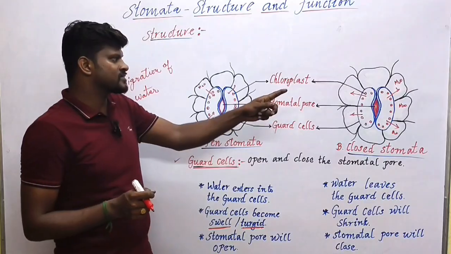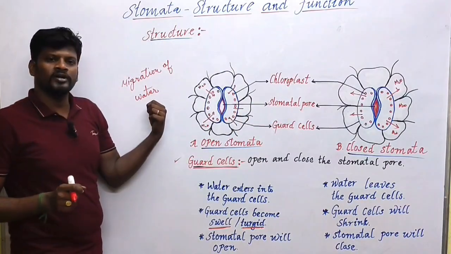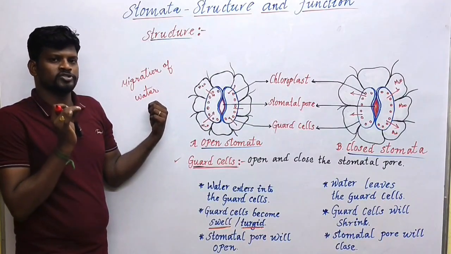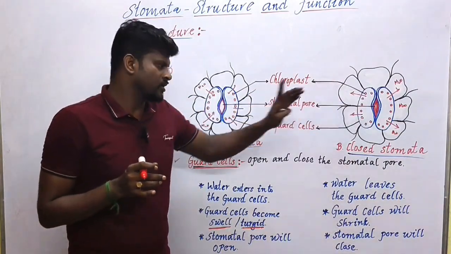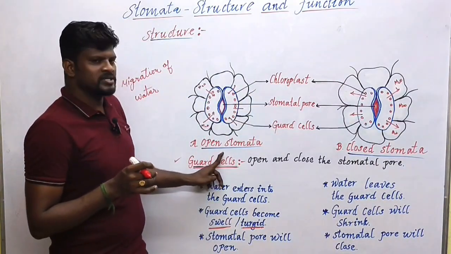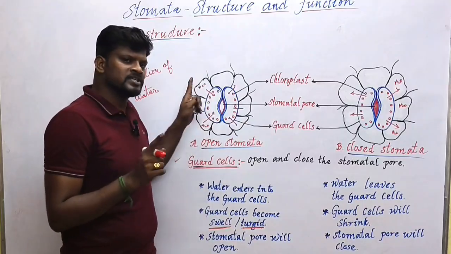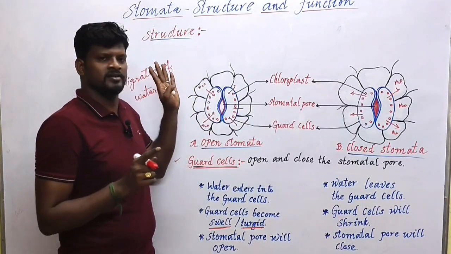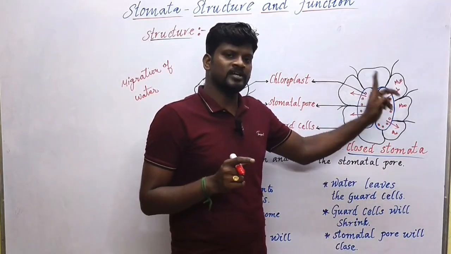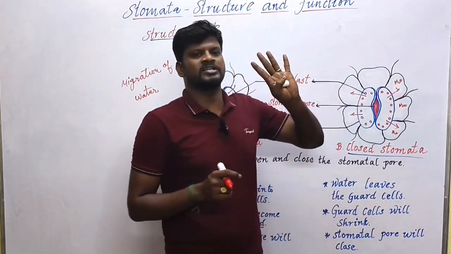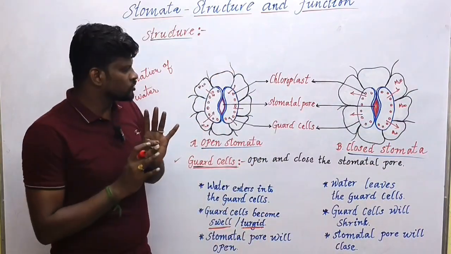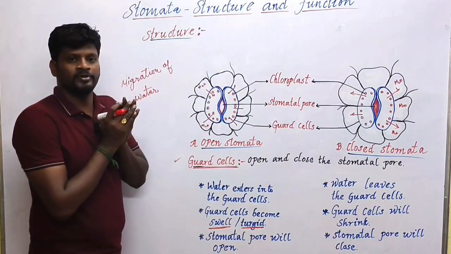So in both cases, the migration of water plays a very important role, right? But it occurs in the opposite direction. In the case of open stomata, the water migrates from the subsidiary cell to the guard cell, whereas in closed stomata, the water molecules move from the guard cells to the subsidiary cells. Understood? So this is all about the mechanism, right?